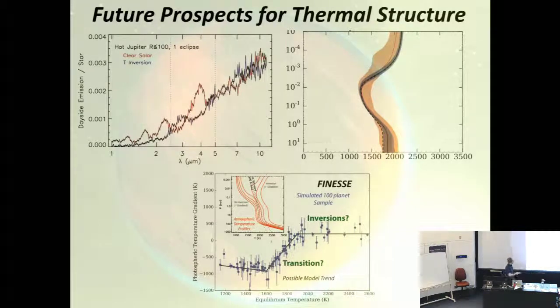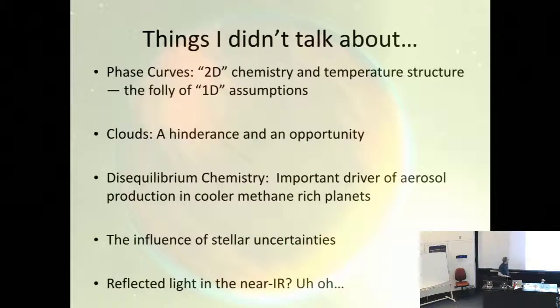We might be able to fill out a trend like this, and we can ask whether or not inversions are happening, whether or not they're correlated with higher temperatures, or if they're correlated with mass or gravity or incident UV flux or anything else. So having large numbers, with something like FINESSE, with these types of error bars will allow us to identify what these are. I don't even think we have too many good hypotheses to explain the photospheric temperature gradient with equilibrium temperature. So we'll just have to wait and see what the data tell us.